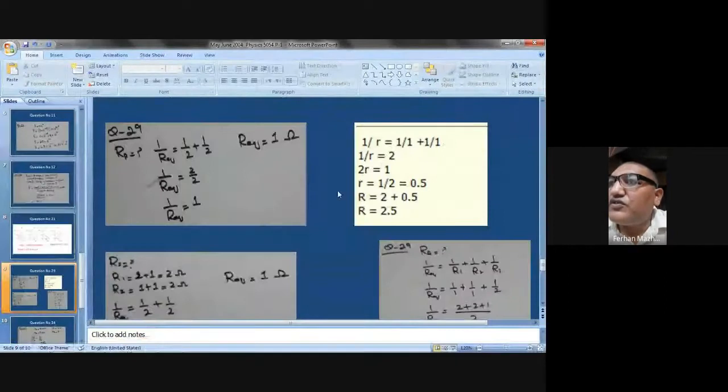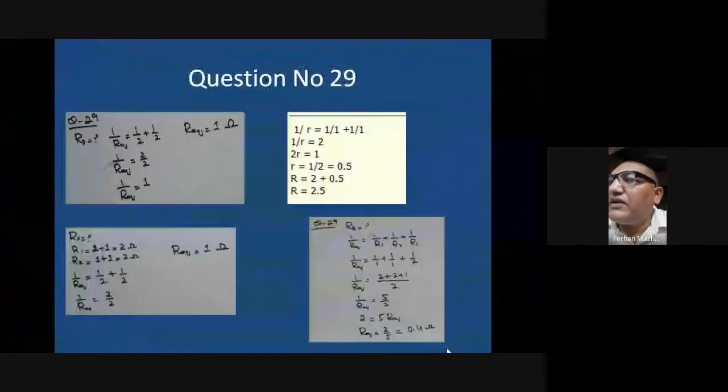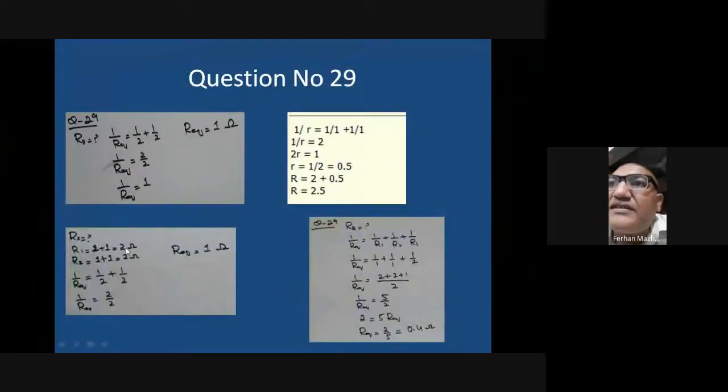So let me show you how we have done this. The branch number 1 has a resistance of 2 ohm. The branch number 2 has a resistance of 2 ohm. Both these branches are parallel to each other, so their resistance will be 1 by 2 plus 1 by 2 equals 1 by R equivalent. So that will be 2 by 2, and so the R equivalent will be 1 ohm.